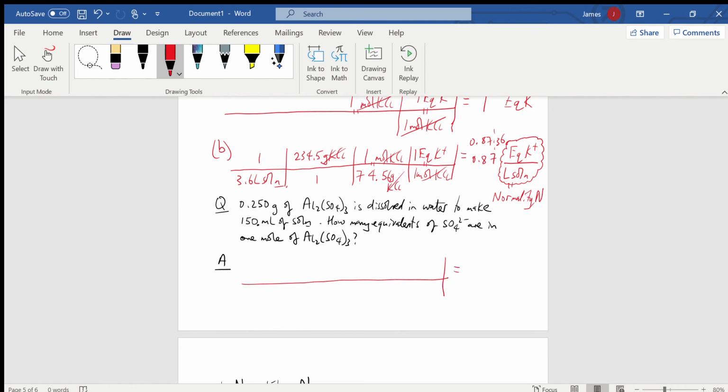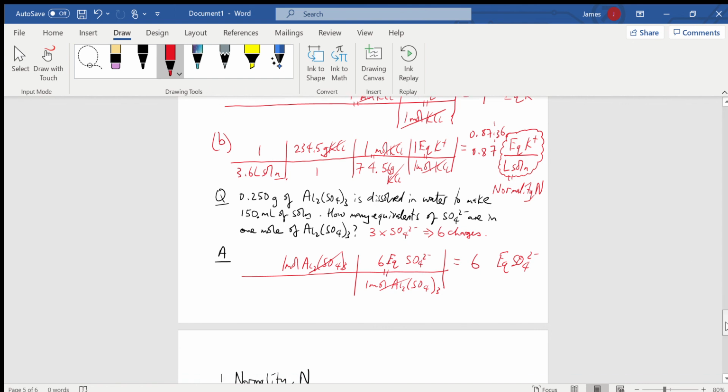So if we look at aluminum sulfate, sulfate is SO4 2-, but aluminum sulfate has 3 of those. So I've got 3 lots of SO4 2-, which means I have 6 charges. So that means I've got 6 equivalents of SO4 2- in 1 mole of Al2(SO4)3. And my input is 1 mole of Al2(SO4)3. So I've got 6. So it really is the number of charges, and I wanted to just emphasize that a little bit.